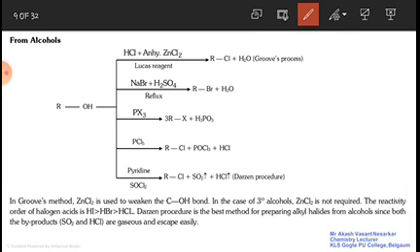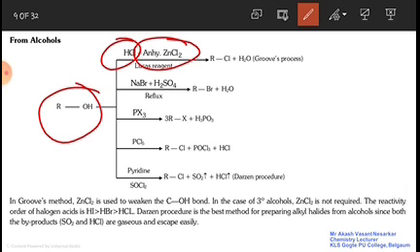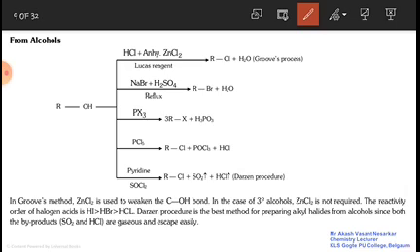So let us learn one by one. The first one is reaction with halogen acid. Alcohols can be converted into haloalkane by the action of halogen acids like dry HCl, HBr or HI in the presence of anhydrous zinc chloride, which is a dehydrating agent that removes the water molecule. The mixture of HCl and anhydrous zinc chloride is known as Lucas reagent.